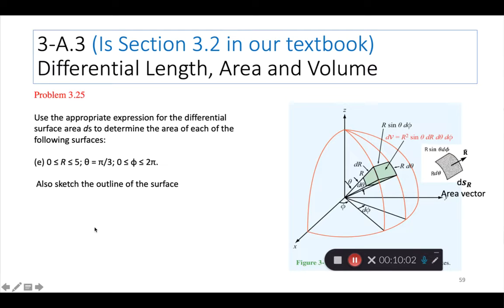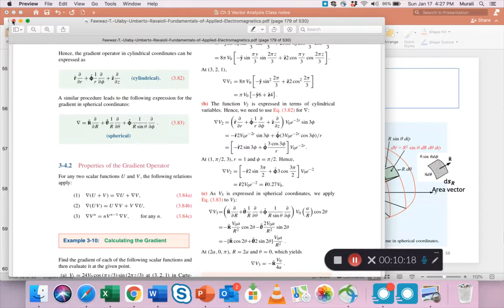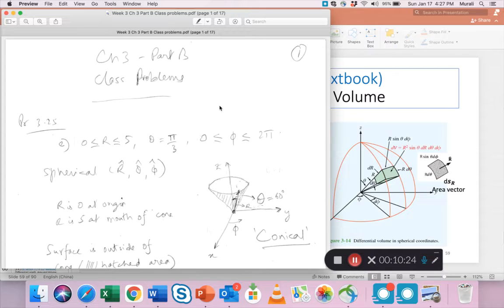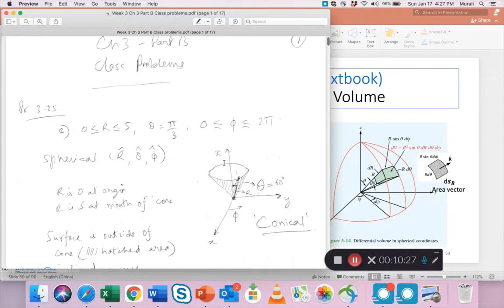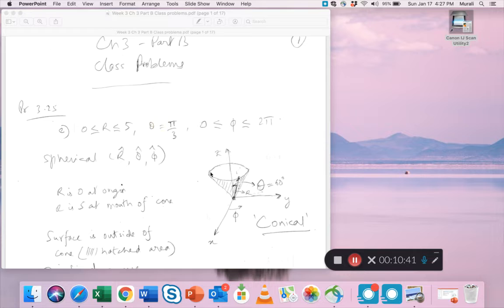So what I'm trying to say is sometimes you have to sketch it to understand how to solve a problem. Sometimes you blindly apply a formula and it might work. So let me go to problem 3.25 in our textbook, here it is. It is a cone. I've drawn it. Sometimes they tell you to also sketch the outline of the surface. That means he wants us to sketch it, so that's why I had to sketch it here.